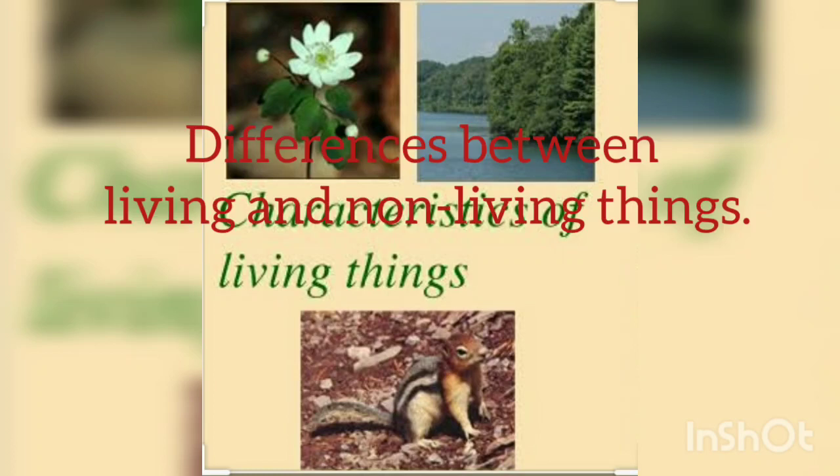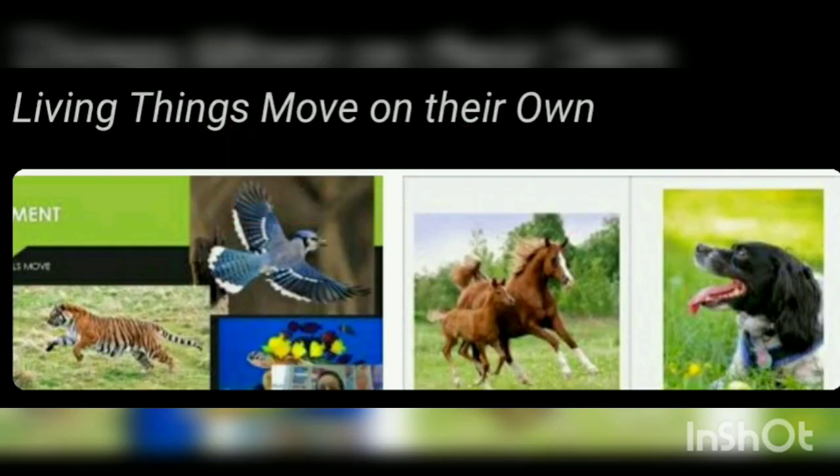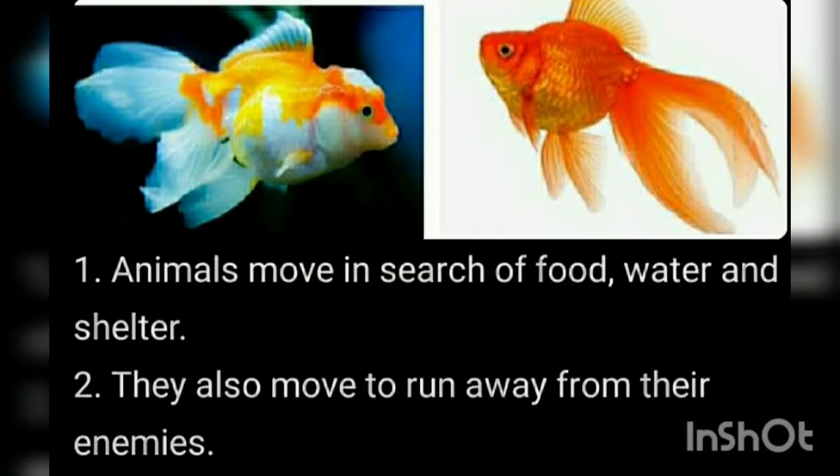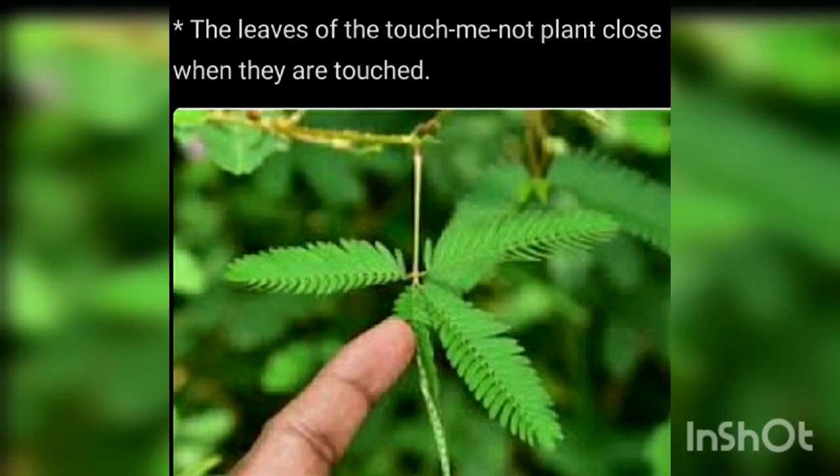The first characteristic is living things move on their own. Animals move in search of food, water, and shelter. They also move to run away from their enemies. Plants do not move around for food as they make their own food. Plants are fixed at a place, but parts of plant show movement.